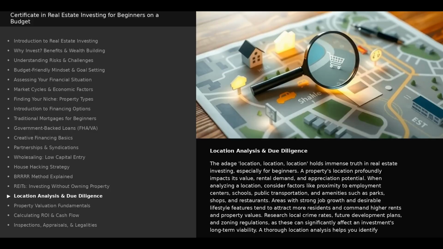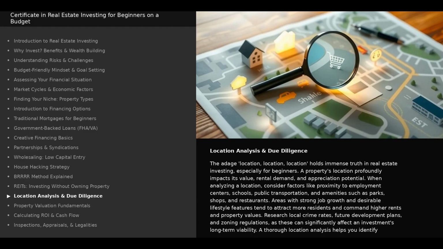Location analysis and due diligence. The adage, location, location, location, holds immense truth in real estate investing, especially for beginners. A property's location profoundly impacts its value, rental demand, and appreciation potential.